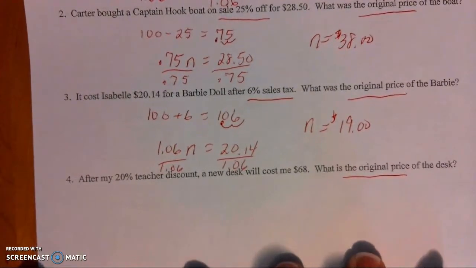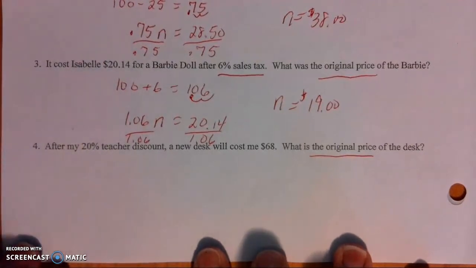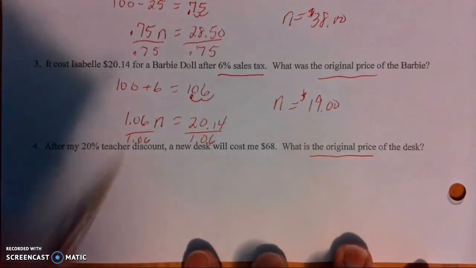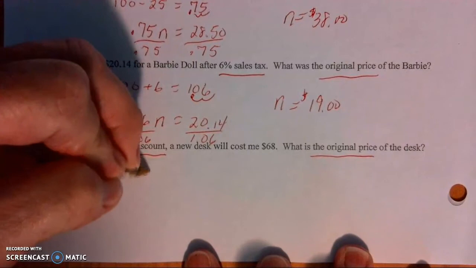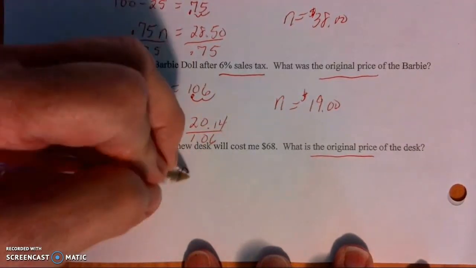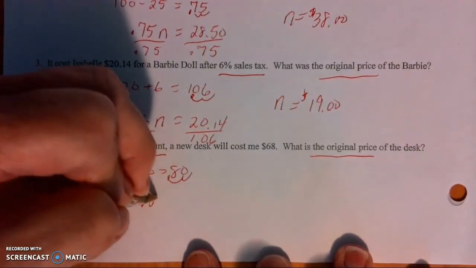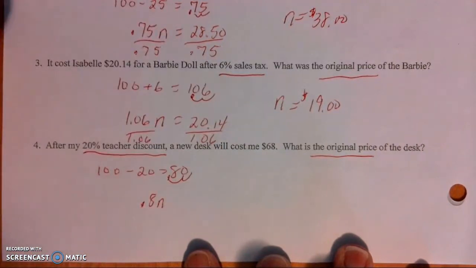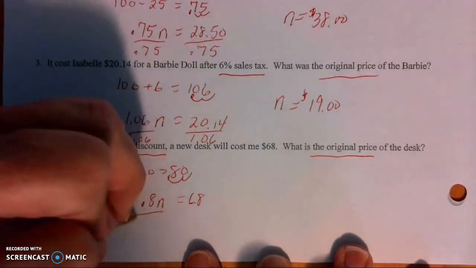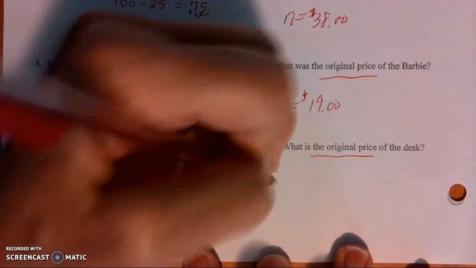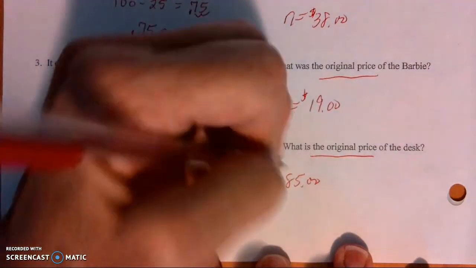And then finally, number 4. After my 20% teacher discount, a new desk cost me $68. What is the original price of the desk? Here again, it's a discount. So 100 minus 20 is 80. Move the decimal point 2 places. 0.8 times n, which is the original cost, equals $68. Divide both sides by 0.8, and the original price of that desk was $85.